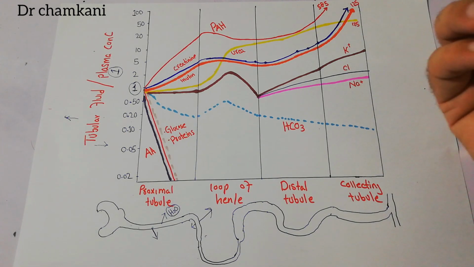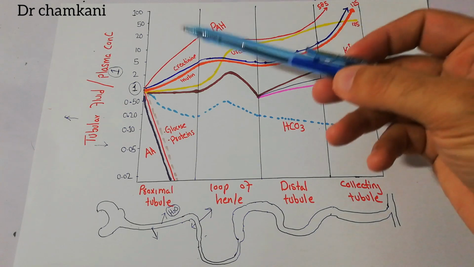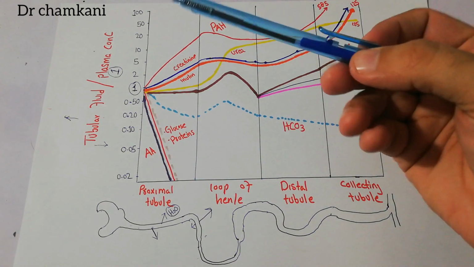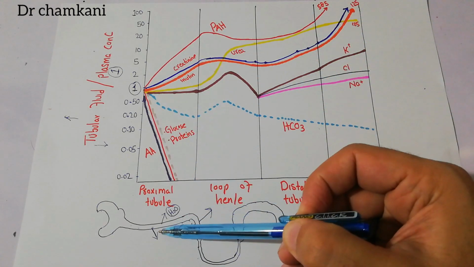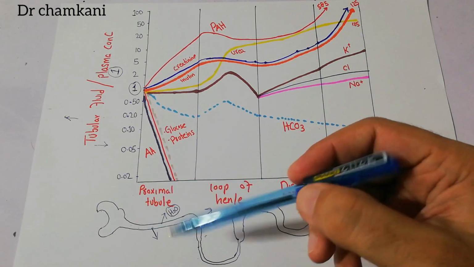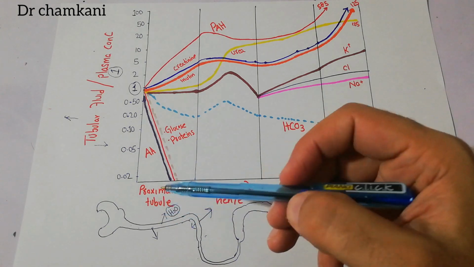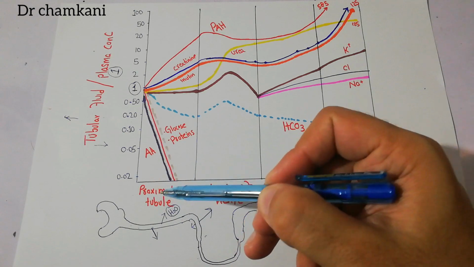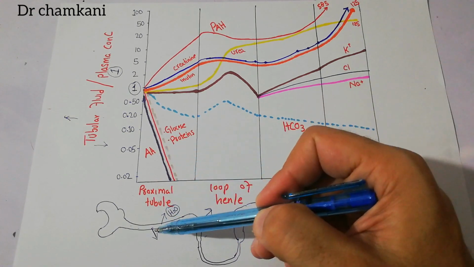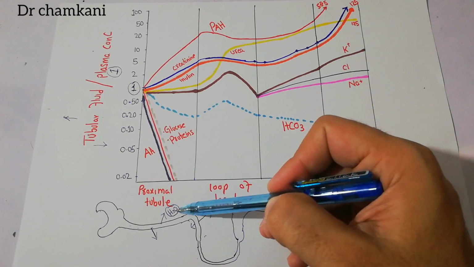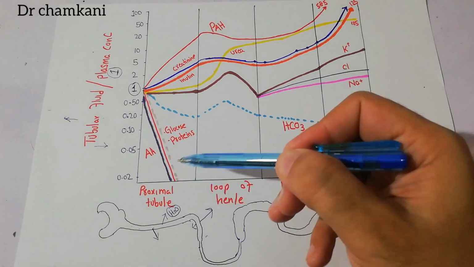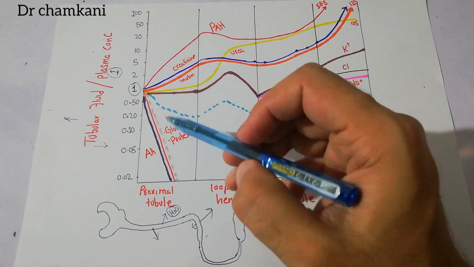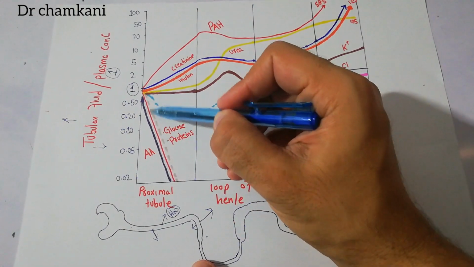Basically, whether the concentration of a solute in tubular fluid is increasing or decreasing depends on whether that solute is being reabsorbed more than water is being reabsorbed in that segment. If the amount of a solute reabsorbed in a particular segment is more than the amount of water being reabsorbed, like for example in the proximal tubule or loop of Henle, then the concentration of that solute in that segment will decrease.